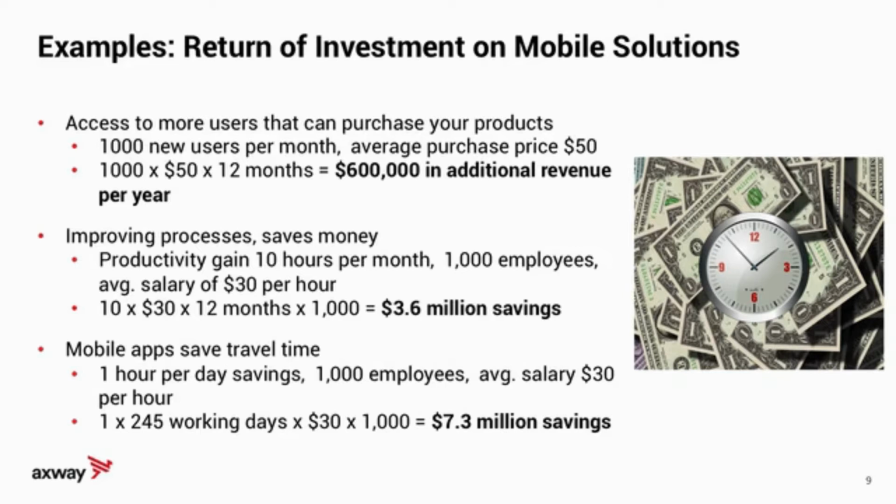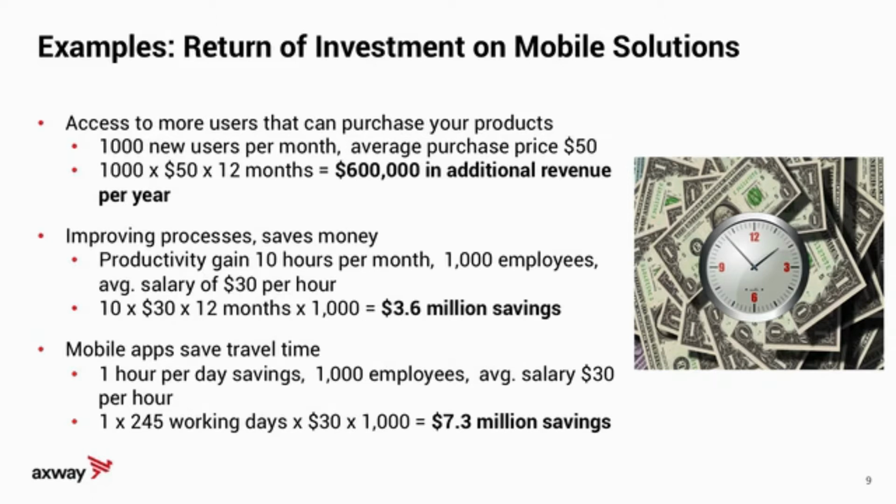Improving processes saves time. If this is a field workforce, out on the street or in the field doing installations, repairs, any type of job, maybe you can estimate a productivity gain of 10 hours per month. 10 hours per month is not a lot, right? You're supposed to work 40 hours a week. 10 hours per month seems reasonable. What's the average salary per hour? You have to get that information, say $30. For 1,000 employees, 10 times 30 times the 12 months times the 1,000 employees, $3.6 million in savings. And again, all I'm doing here is multiplying the variables.